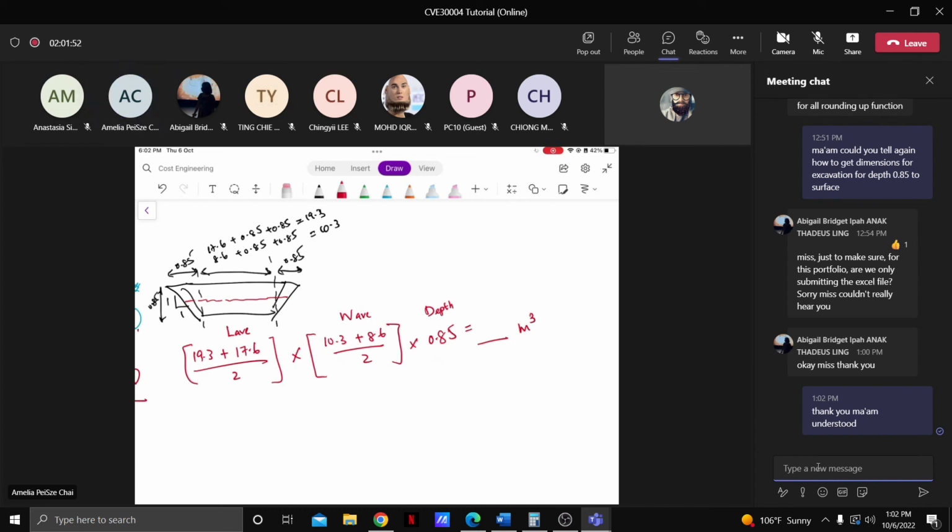Okay. So the rounding up function, did you solve it just now? So you round up your value. How much is it? The length divided by 0.2, round up, multiplied by 0.2.